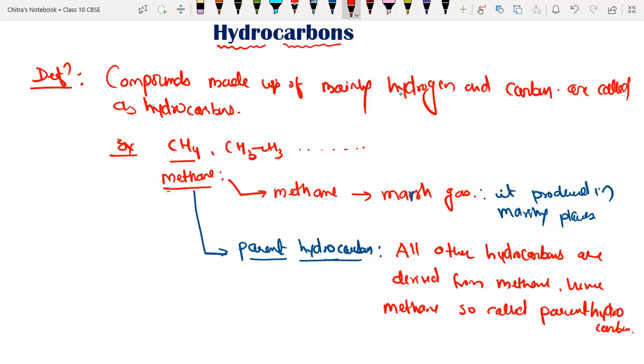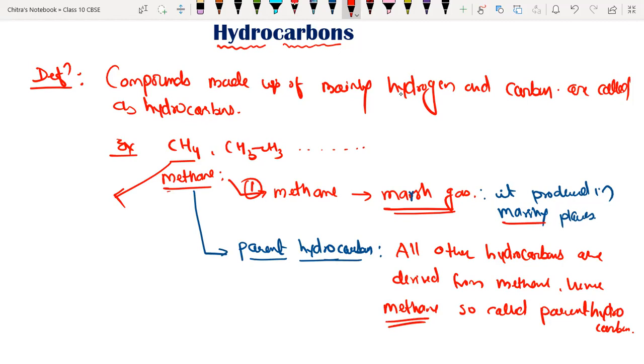Any doubt here about methane? No, sir. Okay, so we have to identify the atomic or molecular mass of methane also. First point about methane: it is called marsh gas, so you have to remember why, because it is produced in marshy places. It is also called the parent hydrocarbon because all other hydrocarbons are derived from methane only. These are the key points I am underlining here, very important. You have to remember always.